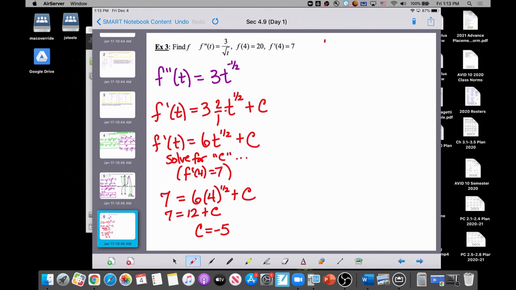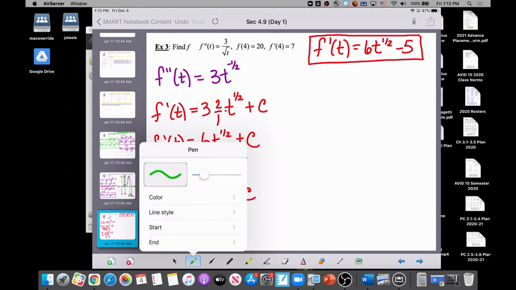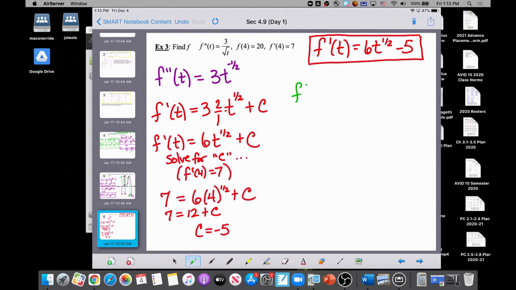So that tells me that my f prime of t is 6t to the 1/2 power minus 5. But now I have to do it one more time. Now I have to find another antiderivative. So f of t would be the antiderivative of that. So same process. If I have t to the 1/2 and I add 1, that's going to become t to the 3/2. But then I have to multiply in front by the 2/3 to undo it.